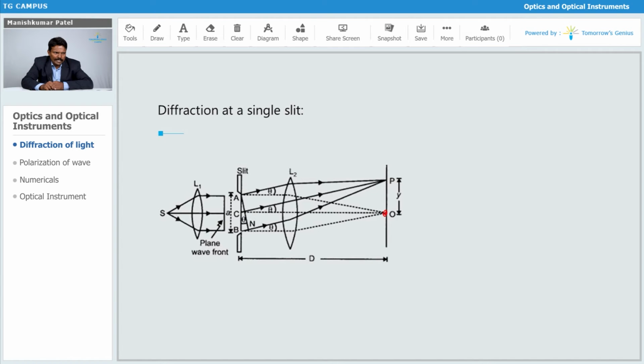Let's say all the rays are going to converge, so there is a maximum intensity at point O. Now what about the point P? If I consider point P, then you can see what the path difference is. This is the extra distance traveled by the light emitted from point B. The slit width is A, so this path difference is simply A sine theta.